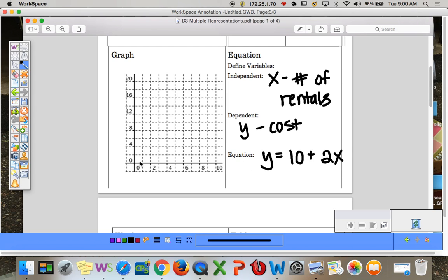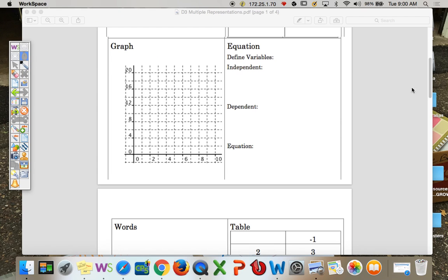And let's graph. So the first point we're going to graph is 0, 10. So at 0 rentals we have $10. At one rental it's $12. At 2 rentals it's 14. And the slope is going up by 2 every time. So at 3 it's 16, and so on. So here is our line. Okay, so this is what we want to be able to accomplish today. Can you go from the words to the table to the graph to the equation from any order? So let's try another one.